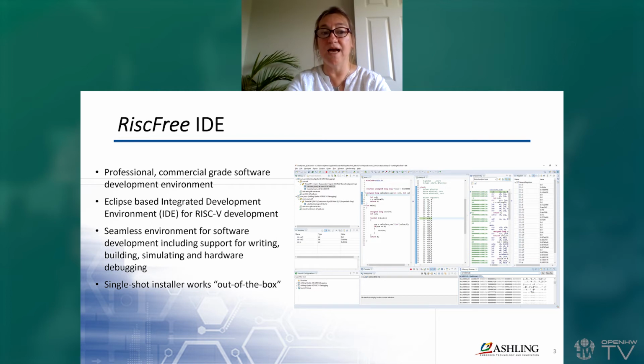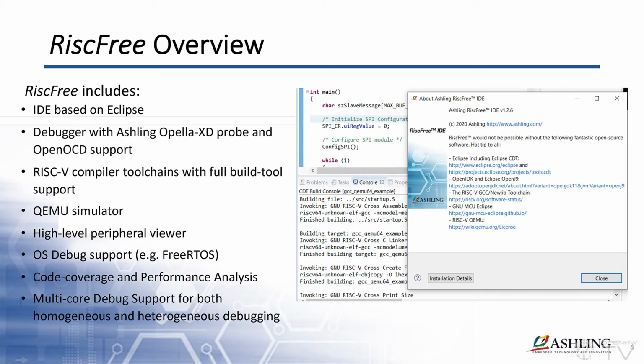Ashling's RiscFree IDE is the commercial-grade software development environment. So it's an Eclipse-based IDE for RISC-V development. And it's a seamless environment for everything from writing and building your code to simulating and debugging your hardware. So it includes the Eclipse-based IDE, the debugger, for use with the Ashling Opella-XD probe, and also for use with OpenOCD. It includes the RISC-V compiler toolchain with full build support, QEMU simulator, OS debug support, code coverage, and multi-core debug support for homogeneous and heterogeneous debugging.